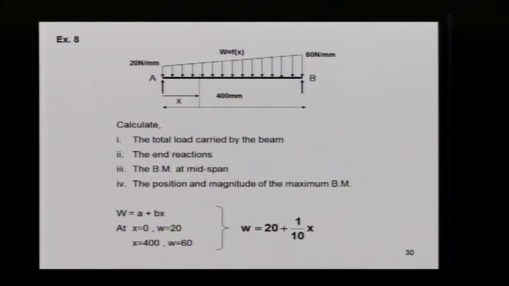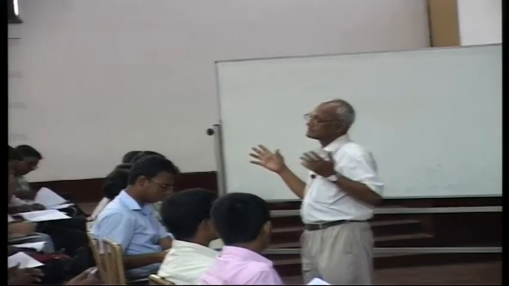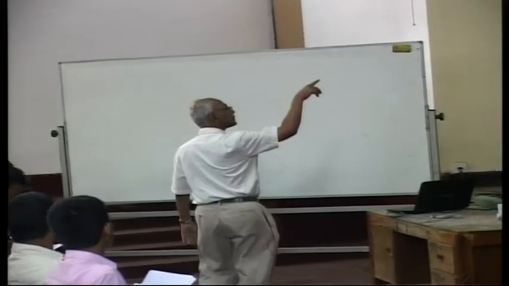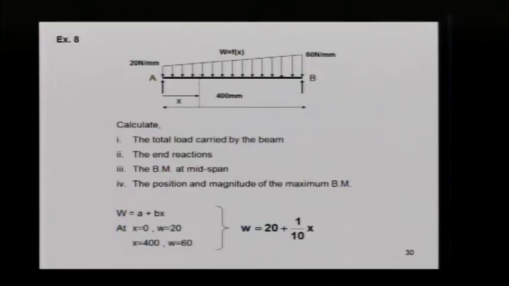So let's have a look at this. Right? So this is now how the kind of situations in which you can use this dM by dx equals minus S and dS by dx equals minus w, right? Okay, so we have to find the total load carried by the beam, the end reactions, the bending moment at midspan, and the position and magnitude of the maximum bending moment, right? So we have here 20 newtons per millimeter, right? That is, for each millimeter there will be 20 newtons acting. But that value itself is changing, because for 1 millimeter here you have 60 newtons acting. So w is a function of x, right? So we can write w as this, right?